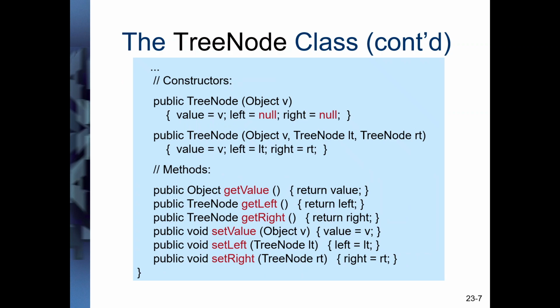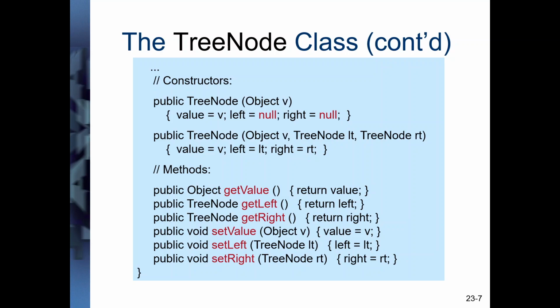And the tree node class, again, looks a lot like the list node class. There are a couple of constructors. So you can construct a tree node so that it is a leaf. It doesn't go left or right. It points to null. Or you can construct a tree node, this is the second constructor, where maybe it's got some other valid subtrees to the left and to the right.